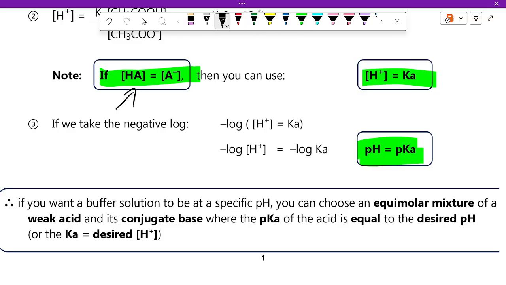I would say because this is true, then pH is equal to pKa. If you want a buffer at a specific pH, you can choose, we call it an equimolar mixture. What does an equimolar mixture mean? It means the 2 moles are equal.